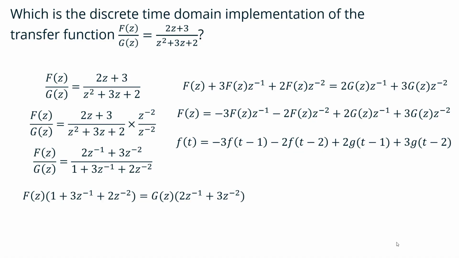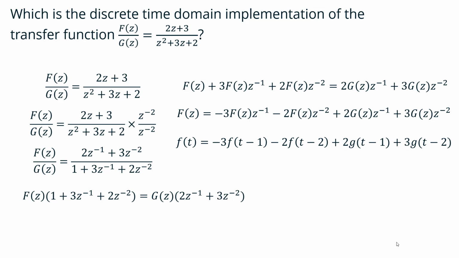So in this case, I had to manipulate this to make sure I have negative exponents, and then it's very simple to go to the time domain. Typically with the time domain, you use brackets instead of parentheses. I don't know why, it's just a notational thing. I use parentheses. So I had f of t minus 1, that means 1 sample ago. I should have used brackets there, but you get the idea.